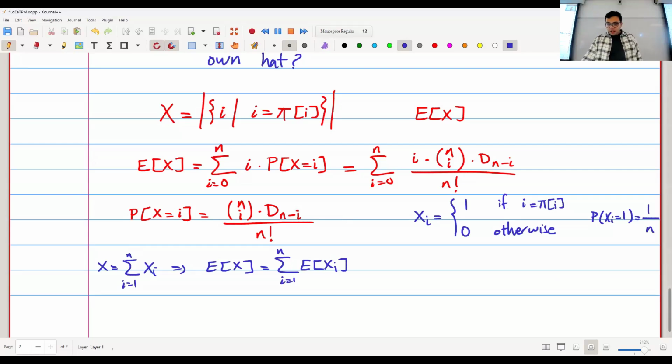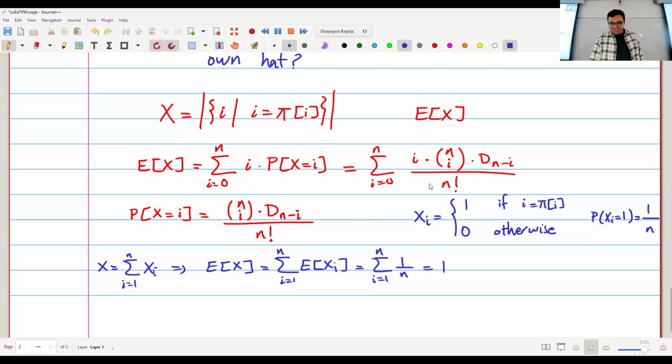But we also said that if we have an indicator variable, then the expected value of the indicator variable is just the probability that it's 1. So all these expected values are 1 over n. So I have the sum of i from 1 to n of 1 over n. I have n times 1 over n, which is 1. So the expected value of x is 1.